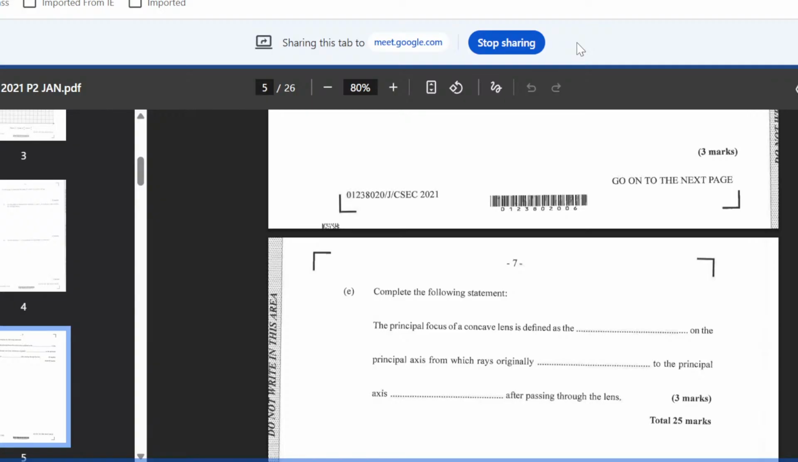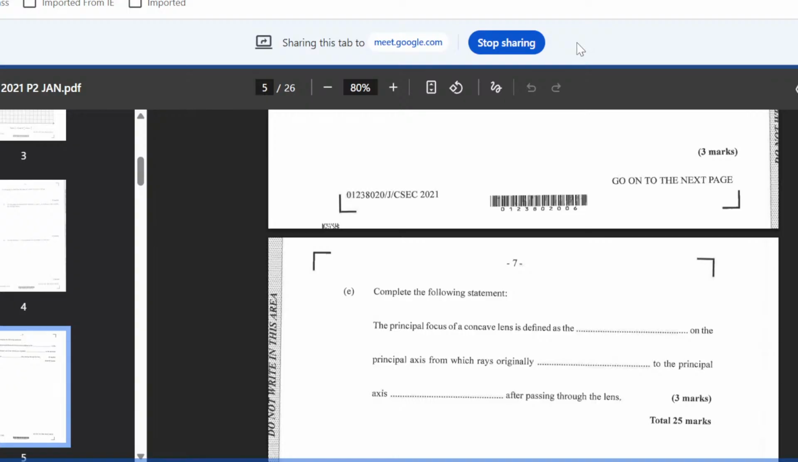The principal focus of a concave lens is defined as the dash on the, anybody knows what should be on the first line? It's the dash on the principal axis from which rays originally. So the principal focus is what? What's on the first line? Point. Alright, so the point defined as the point on the principal axis from which the rays originally.